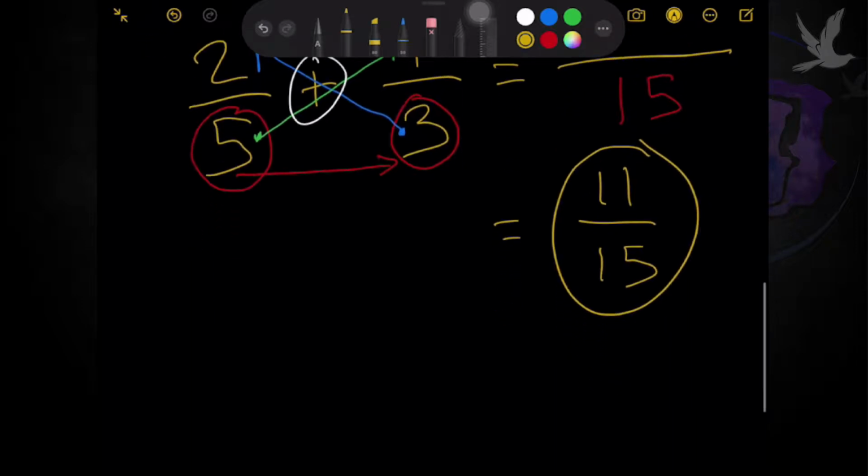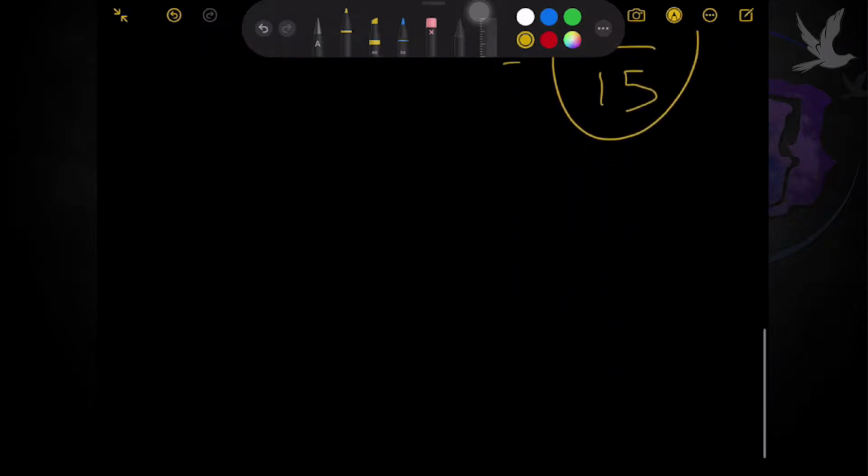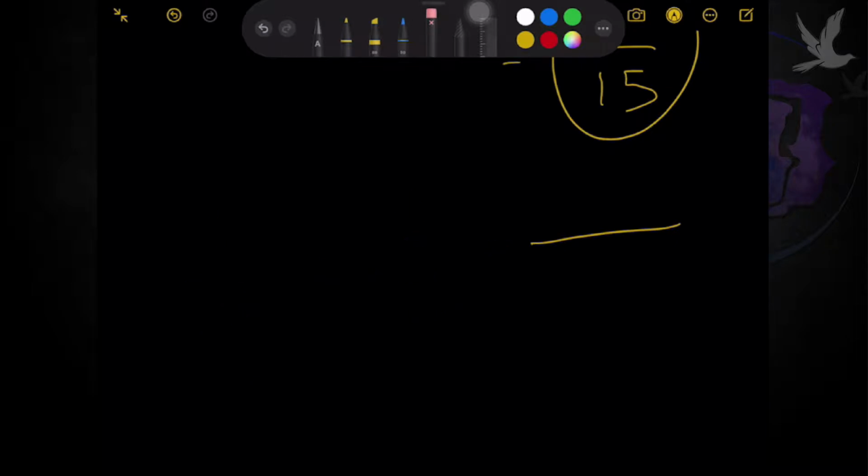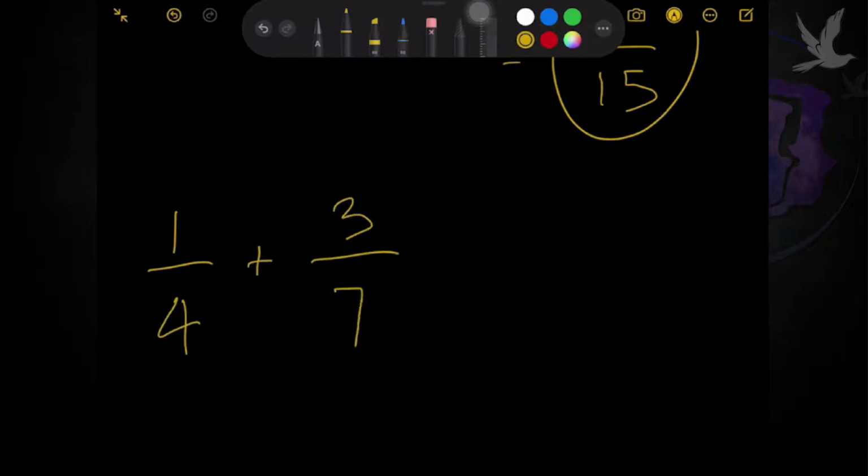Okay, sige lang. Don't be confused because I'm going to give more examples of this. 1 over 4 plus 3 over 7. Like what I've said, you need to master your multiplication process here. Kasi kung hindi nyo na-master, you will have a hard time or you will basically delay, no? Magdi-delay lang tayo kaunti.